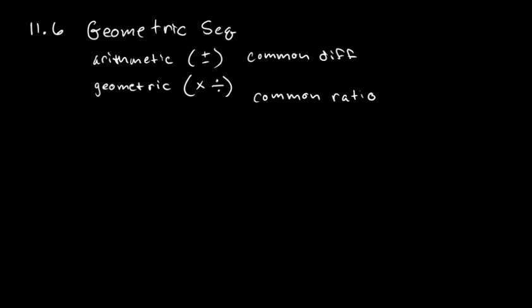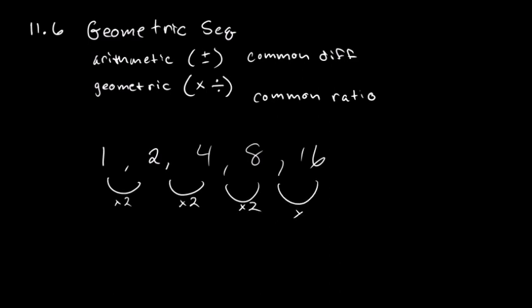So an example of this would look like 1, 2, 4, 8, 16. Here I multiply by 2, and I'm multiplying by 2, and by 2, and by 2. Or I could be dividing, so I go from 1 to 1/3 to 1/9 to 1/27 to 1/81. Every single time I'm dividing by 3.